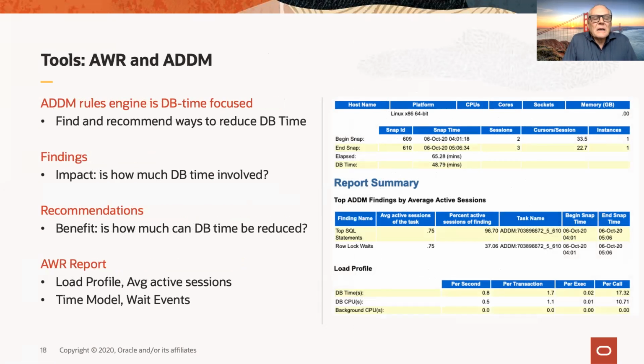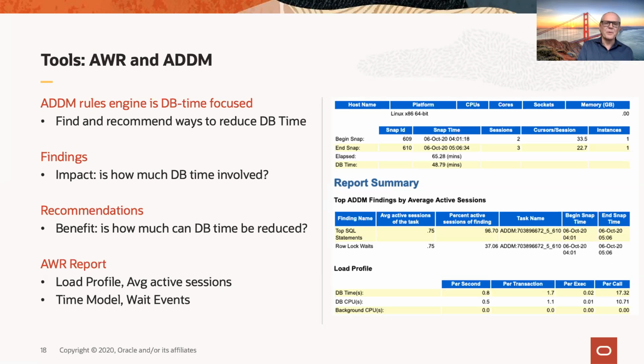Average active sessions is basically the basis for most of what ADDM does. ADDM is the Automatic Database Diagnostic Monitor, which does a very DB time oriented, expert rules-based analysis of AWR snapshots. ADDM expresses findings. Findings have impact, and the impact is basically how much DB time is involved in this finding. And for some findings, hopefully most, ADDM makes recommendations, and recommendations are accompanied by a measure called benefit. Benefit is really how much DB time can be reduced by implementing this recommendation. So DB time is at the heart of ADDM.